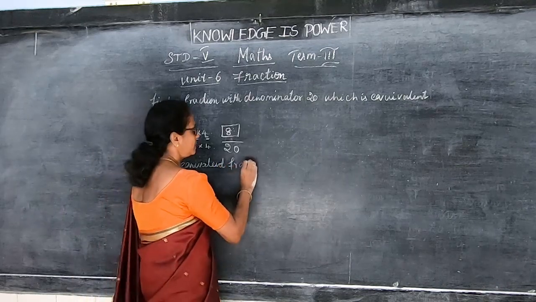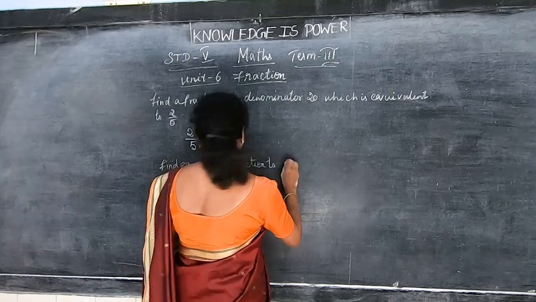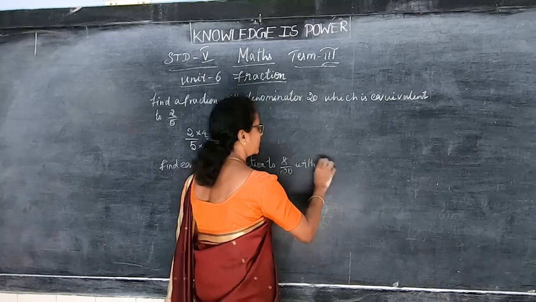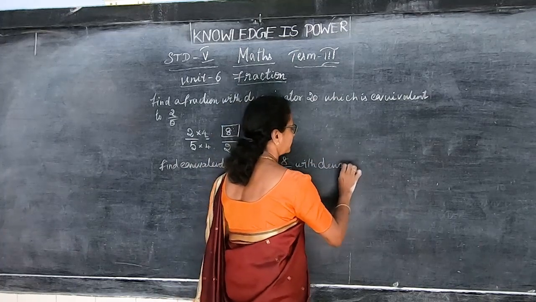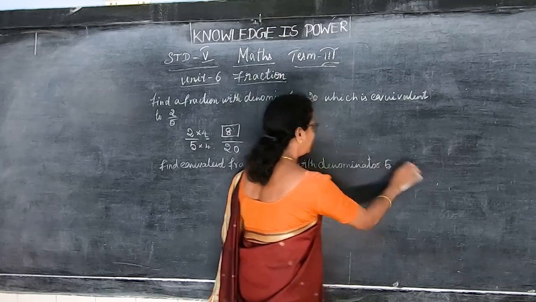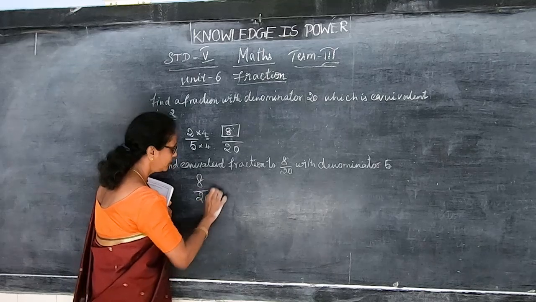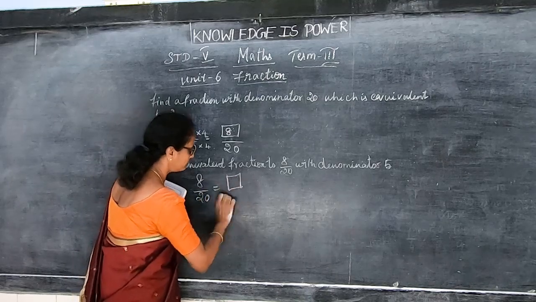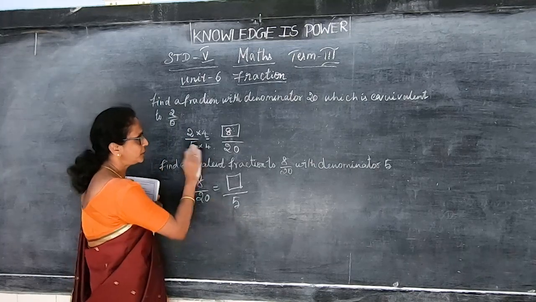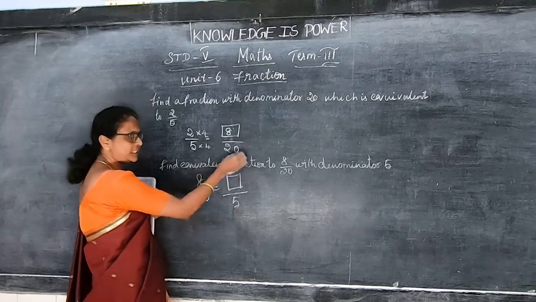Equivalent fraction to 8 by 20 with denominator 5. With the denominator 5, 8 by 20 is equal to box by 5. So 20 here, 5 here. If 5 4s are 20, when you are given the smallest number, multiply, and you can easily find out.